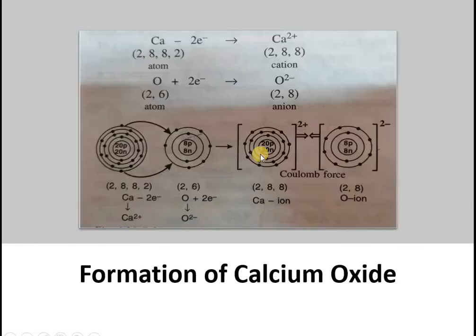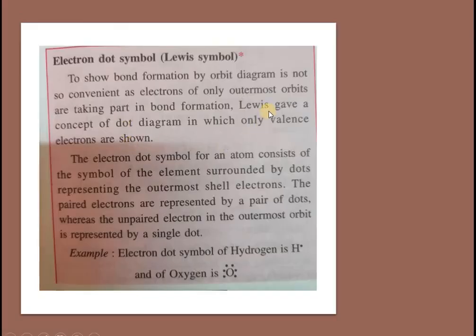You have seen here also, only the outermost shell or valence shell is taking part in the reaction. So Lewis gave a concept of dot diagram, which is called electron dot symbol or Lewis symbol or Lewis diagram, electron dot structure, whatever, in which only valence electrons are shown.